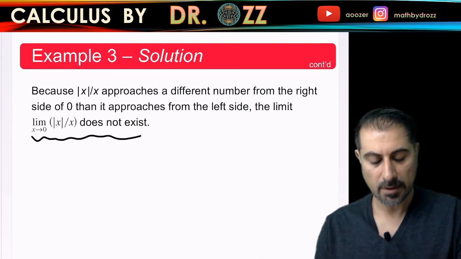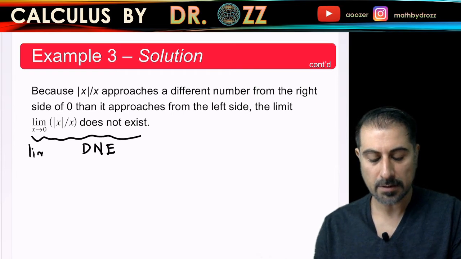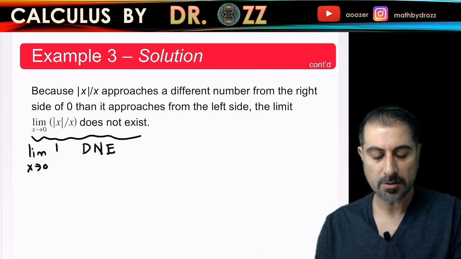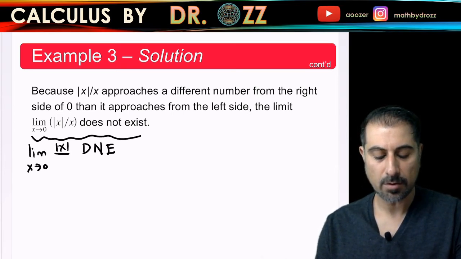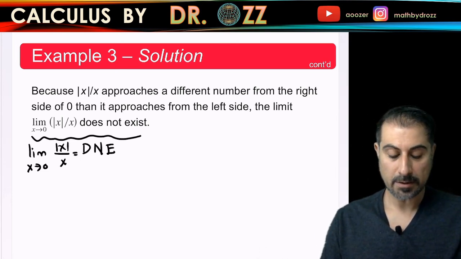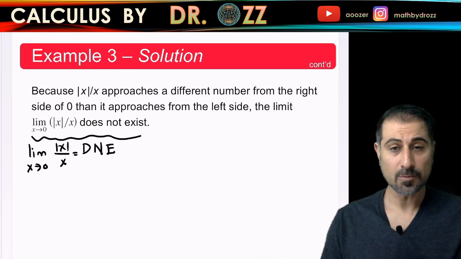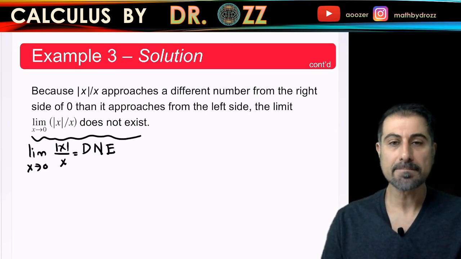Sometimes we use the symbol here, D and E, just to say that the limit of this function, absolute value of x over x as x approaches 0, is capital letters D, N, E... rather, all capital D and E, which stands for does not exist.